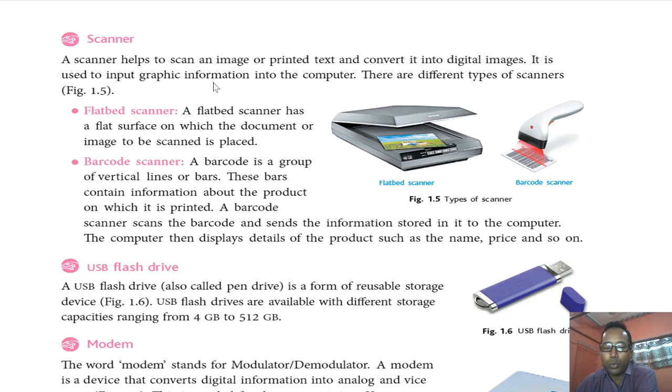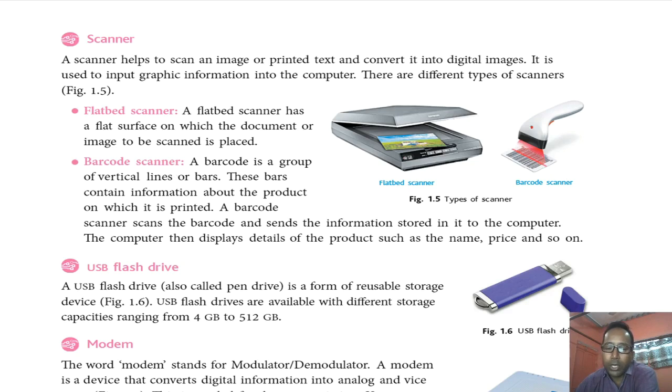It is used to input graphic information into a computer. There are different types of scanners: flatbed scanner and barcode scanner. Flatbed scanner, a picture is given here. The flatbed scanner has a flat surface on which the document or image to be scanned is placed. It scans the picture, converts it to a digital image, and sends it as an input to a computer where we can save it.